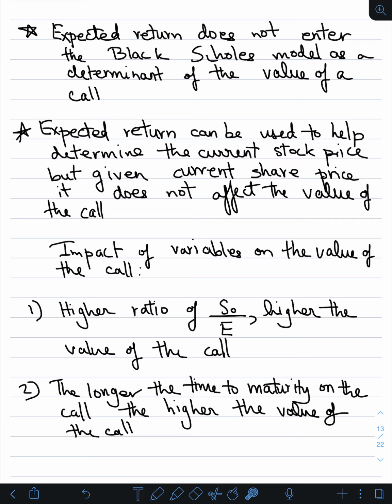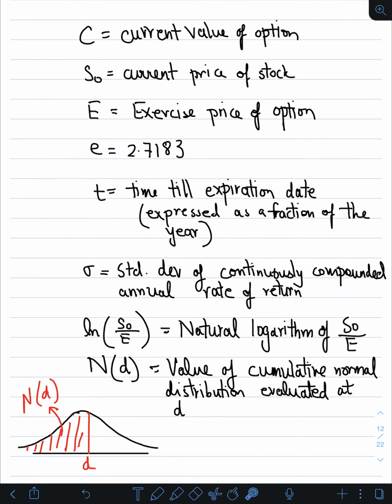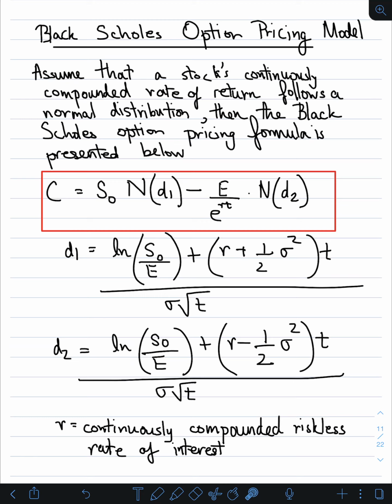So what are some interesting factors about the Black Scholes model? The first thing that we see is something interesting. We continuously talk about expected return the entire time in this class, expected return, expected return. But if we look at the formula for the Black Scholes model, expected return does not feature at all in this formula. Expected return does not come in.